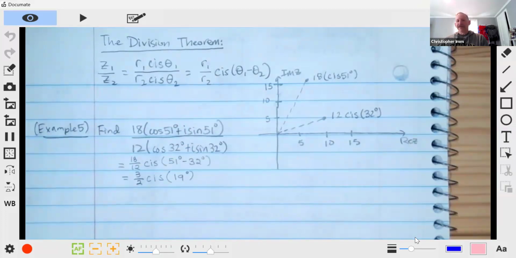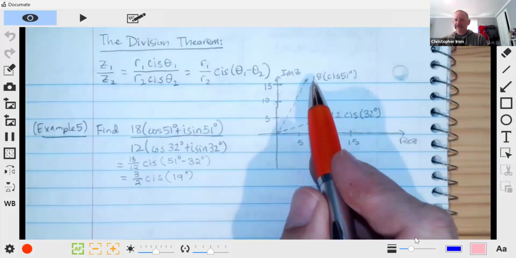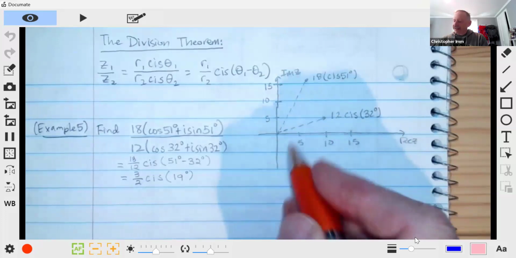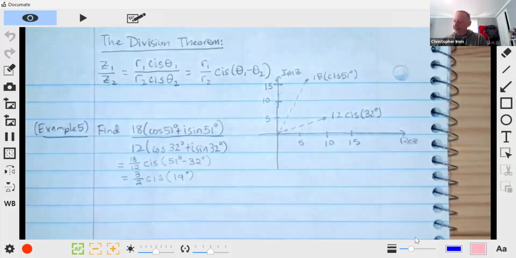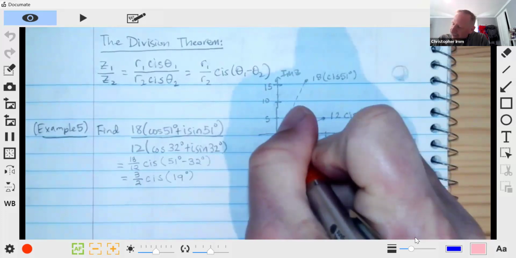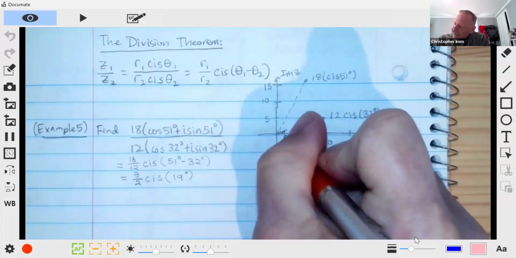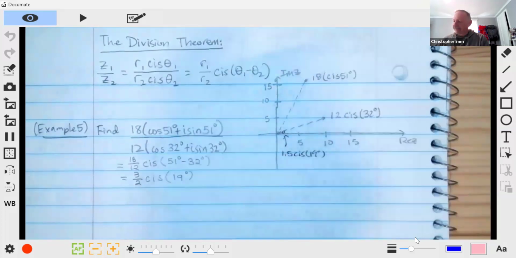If I wanted to draw this on my complex plane, notice their moduli would be divided. So they start out pretty far away from that 0, but now they're going to be close because we divide those moduli. So I'm only at 1.5 from that origin. I'm at 19 degrees, so it's going to be really small in here. It's going to be right about here. So this would be 1.5 with an angle of 19 degrees from the real axis. So that's going to be really close there.